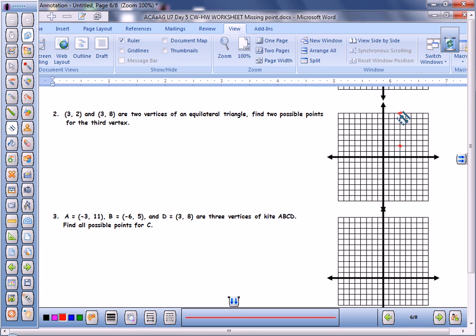Okay. Guess on these. Can I guess? If I want to miss it.